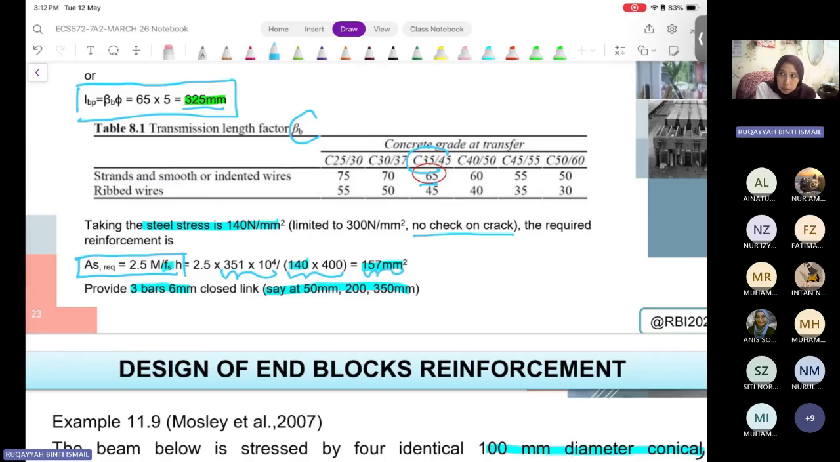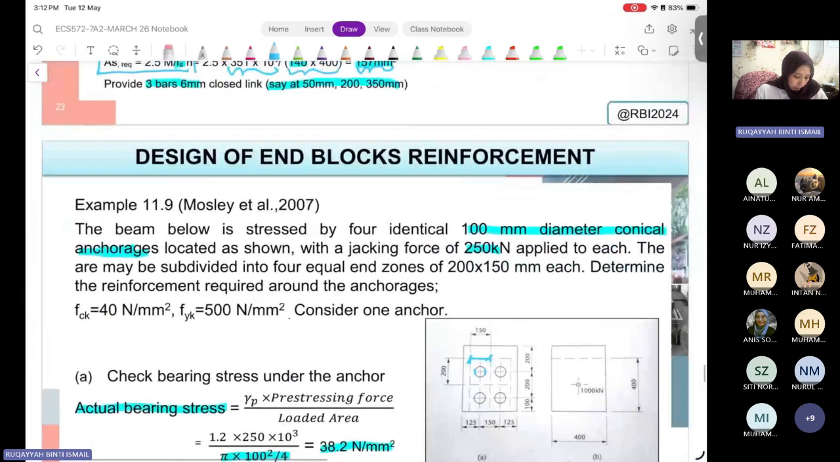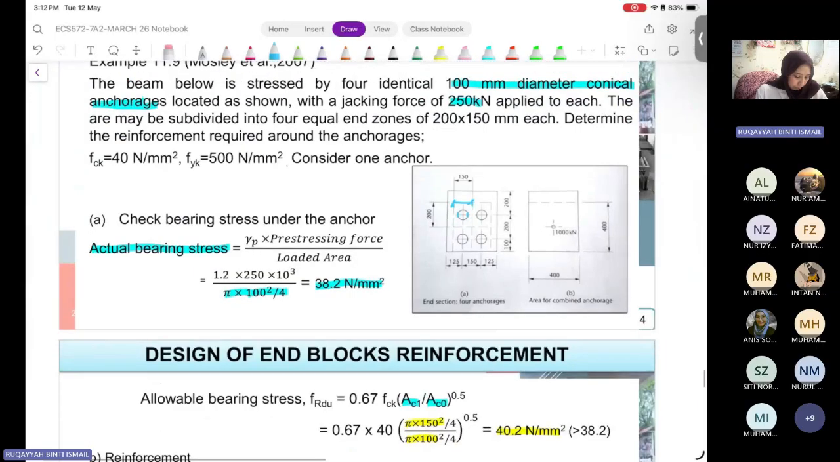So for this, you need to provide links with an area of 157. We can provide 3 of 6 mm close links, at around 50 mm, 200 and also 250 mm center to center. Okay, that is the first example.